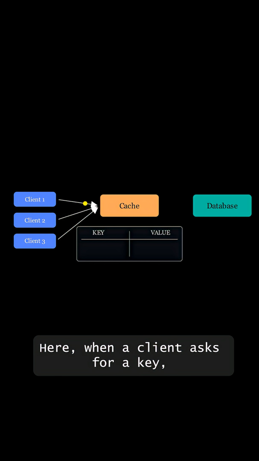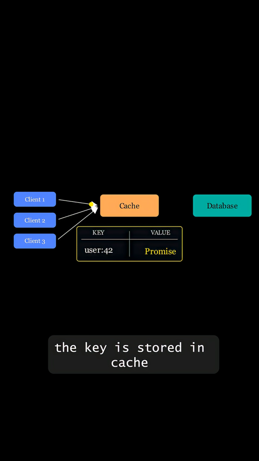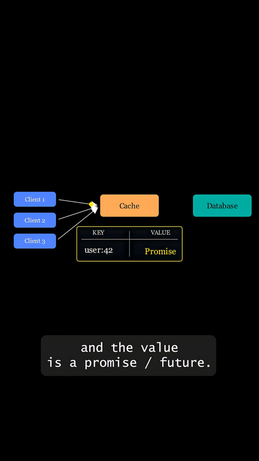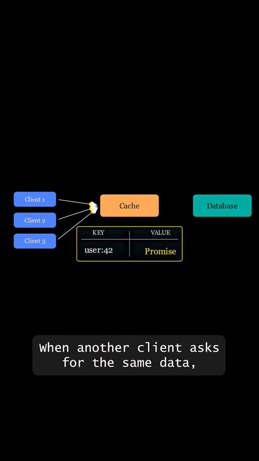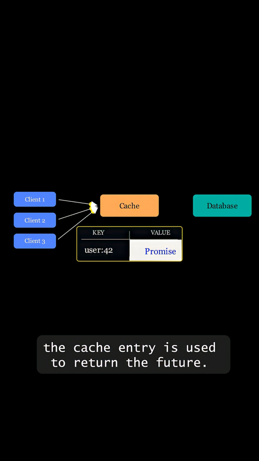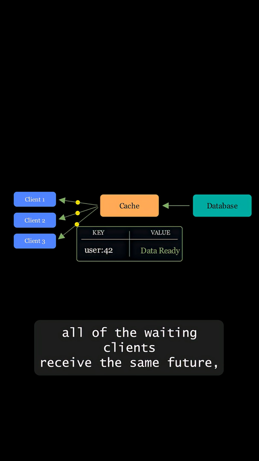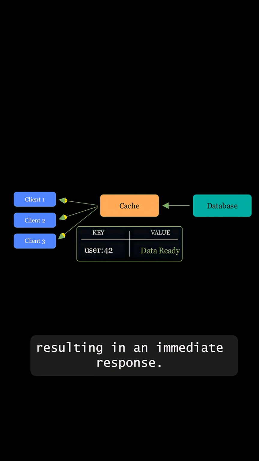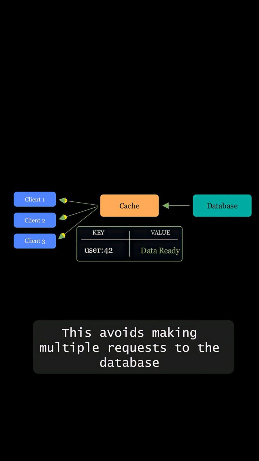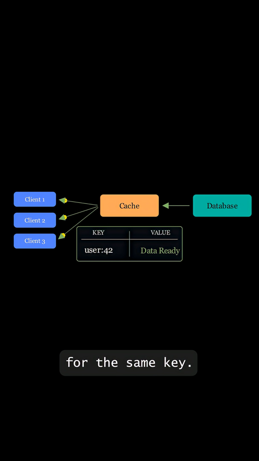They also use request collapsing in their caches. Here, when a client asks for a key, the key is stored in cache and the value is a promise or a future. When another client asks for the same data, the cache entry is used to return the future. When the data is retrieved from the database, all of the waiting clients receive the same future, resulting in immediate response. This avoids making multiple requests to the database for the same key.